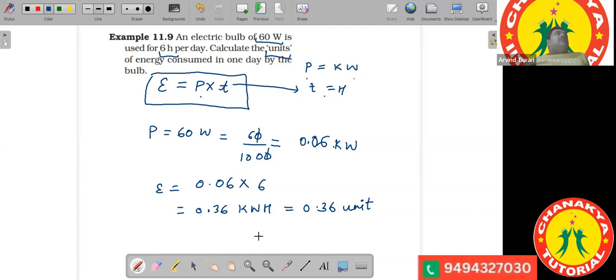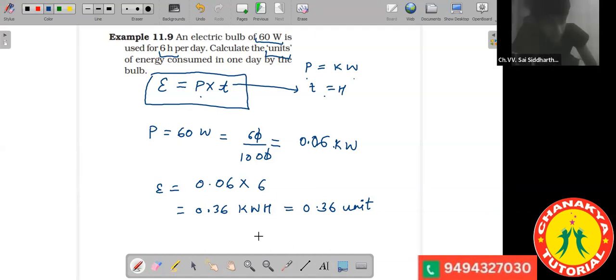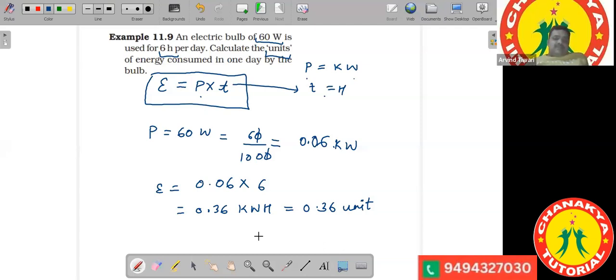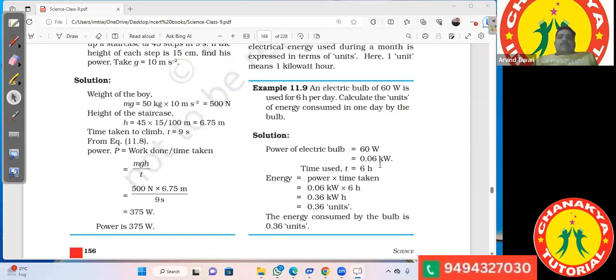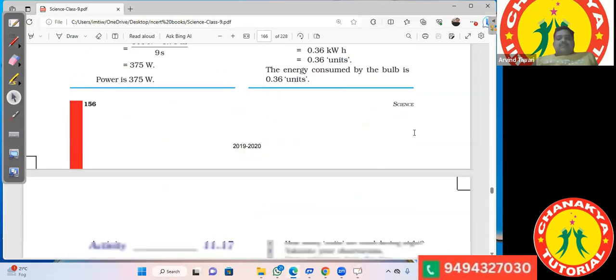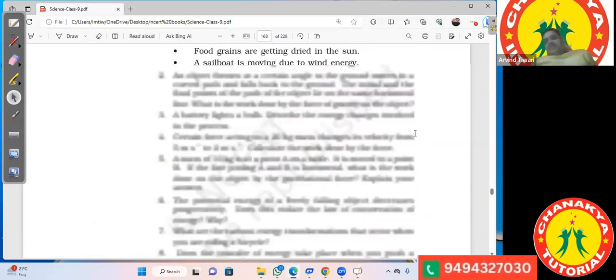So shall we try one more question now? Siddharth, are you getting it? When we talk of commercial unit, it's kilowatt hour. If it's not a commercial unit, then it will be joule. So you see here, the answer is 0.36 unit. Okay, let's see.